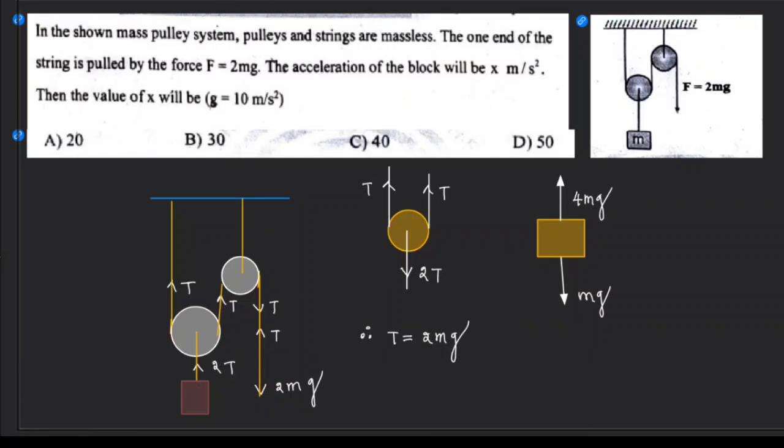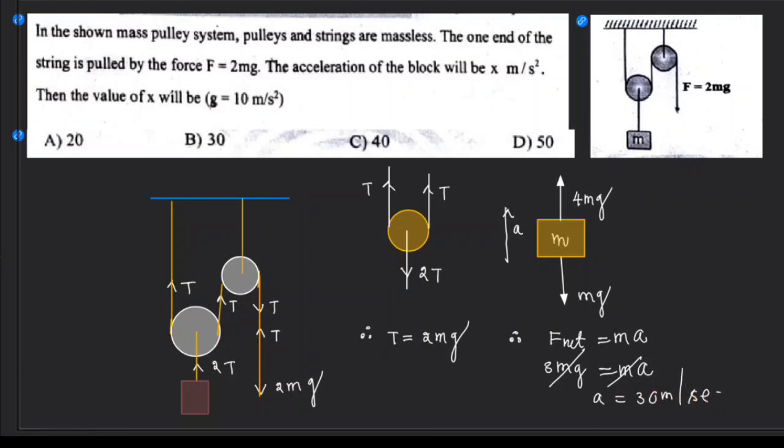makes this block accelerate upward with the acceleration of A, and it is having mass m, right? So according to Newton's second law, this can be written as 4mg minus 3mg is equal to ma, or else F net is equal to m into A. Here F net is the unbalanced force of these two. So 3mg is equal to m into A, m gets cancelled. Therefore this A is equal to 30 meter per second square.